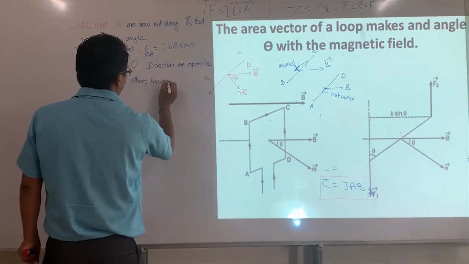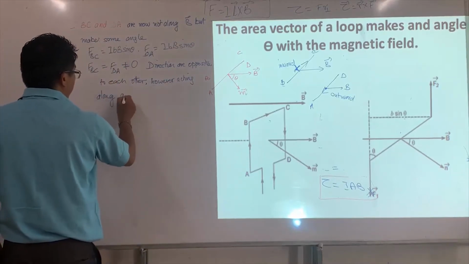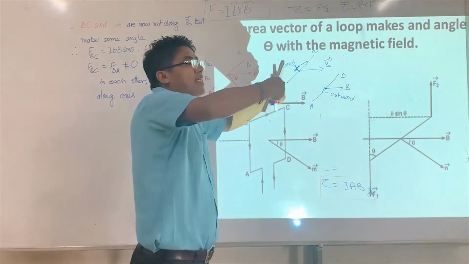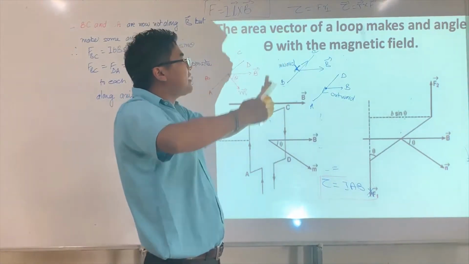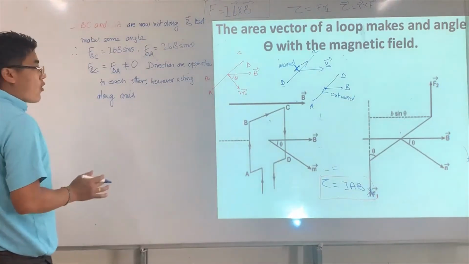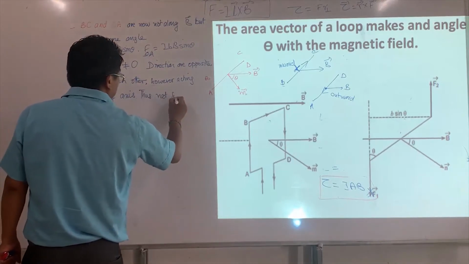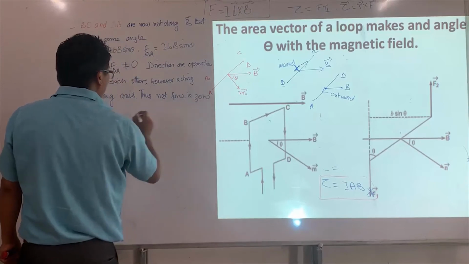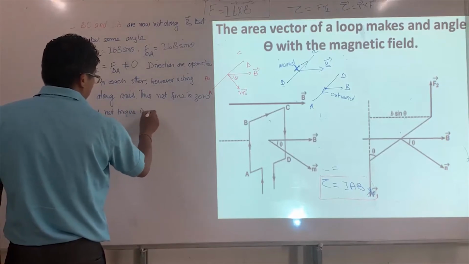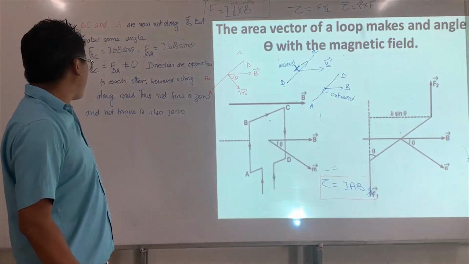However, acting along axis. Now look at here. These two forces are acting along axis. One goes in this direction, other goes in that direction. So they are acting along axis. If it is acting along axis, then the torque is going to be 0, right? Thus, net force is 0 and net torque is also 0.